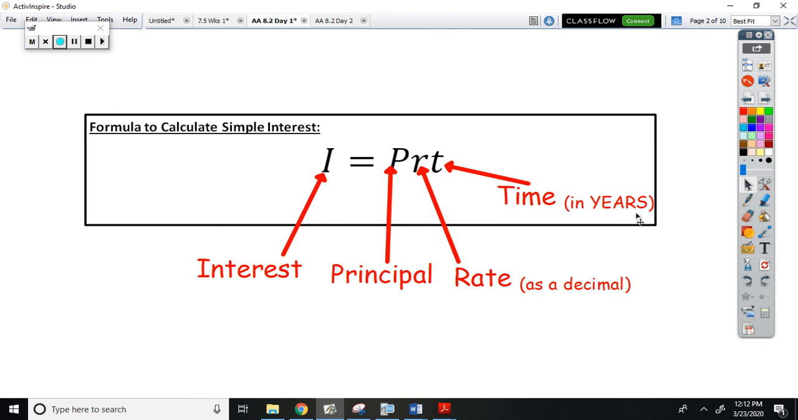So if I were ever to tell you for 8 months, you would have to convert that to years by taking 8 divided by 12. 8 months divided by 12 months to convert it to years.